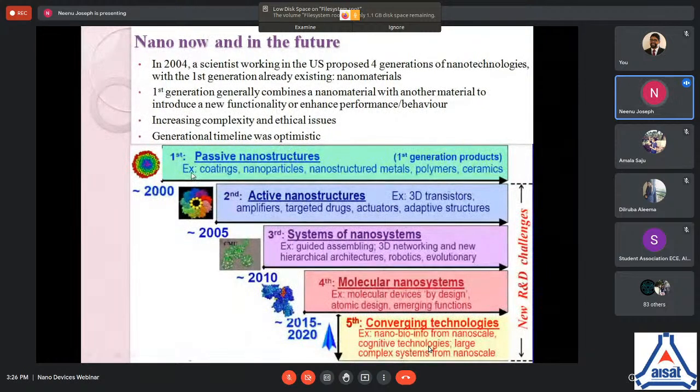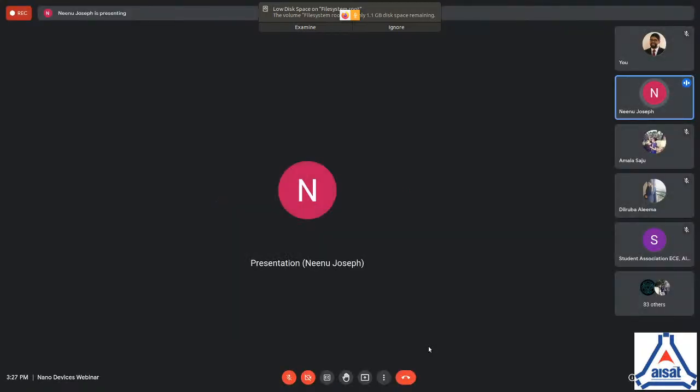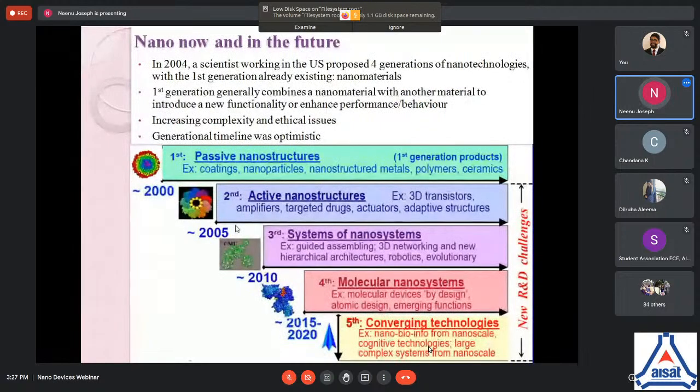The first generation, passive nanostructures, for example structured metals, polymers, ceramics. Coming to 2002 to 2005: active nanostructures, for example amplifiers, actuators, adaptive structures. And coming to 2010, the third generation, systems of nanosystems. Example, guided assembly, 3D networking, and new hierarchical architectures like robotics, evolutionary systems.